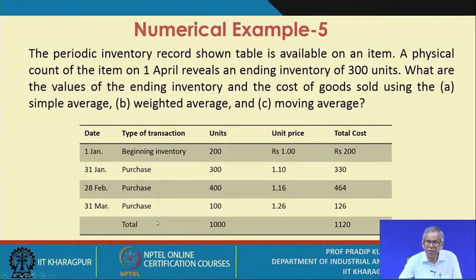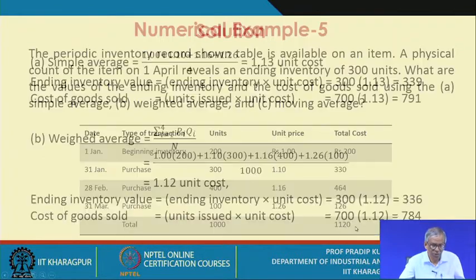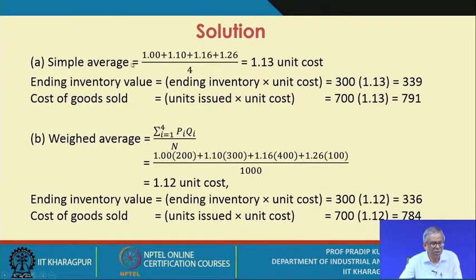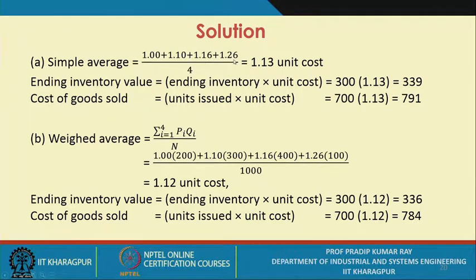The types of transactions are mentioned, units are mentioned, unit price is mentioned, and the total cost is also mentioned in this table. If you apply the simple average, what you try to do is take all these four unit prices, that is 1, 1.1, 1.16, 1.26.